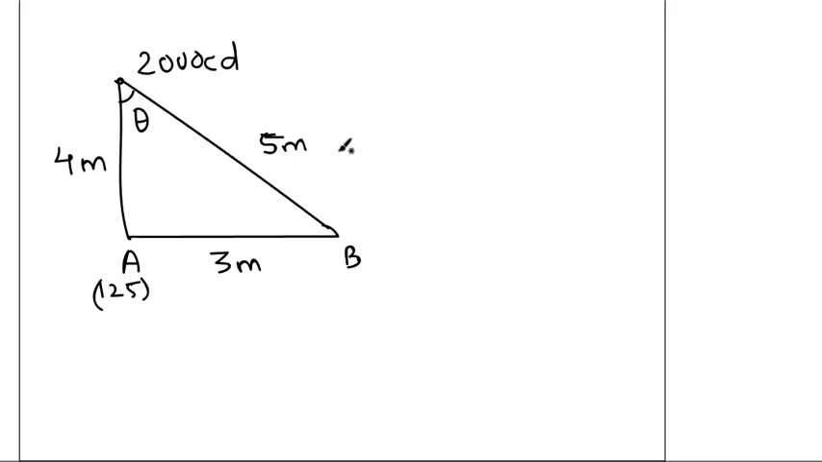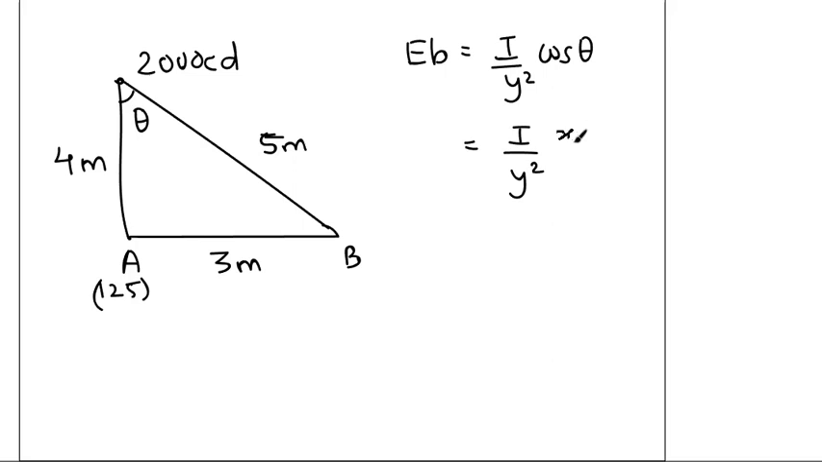Let's start with the derivation first. For finding EB, it will be I by Y square cos theta, right? Here cos theta is X by Y, which is adjacent upon hypotenuse. So I solve this by multiplying the numerator and denominator by x square divided by y square.